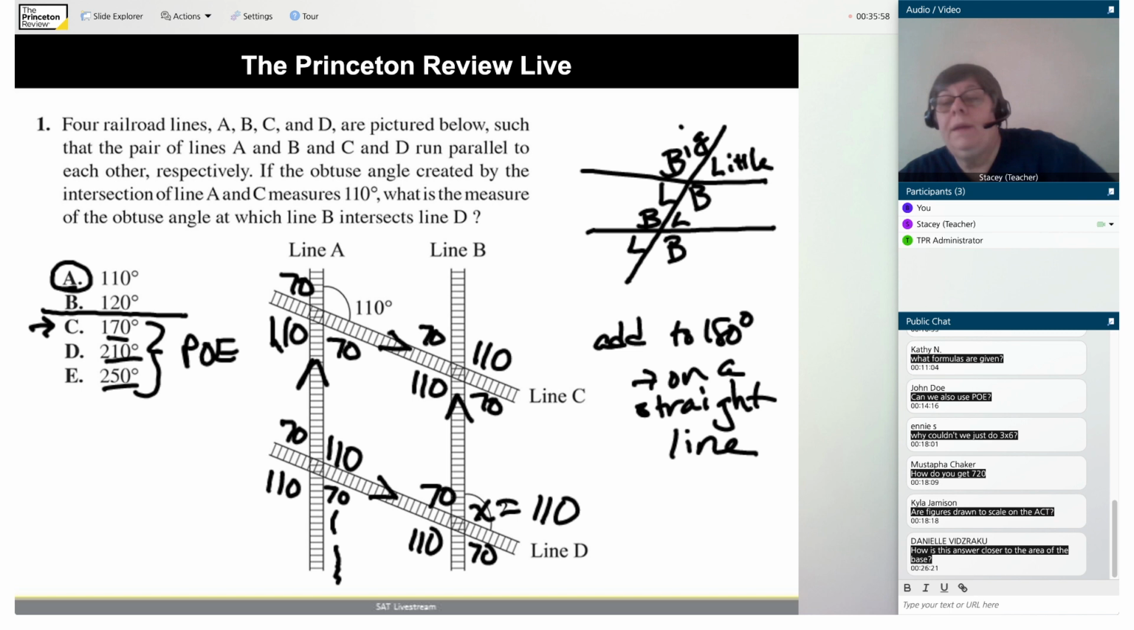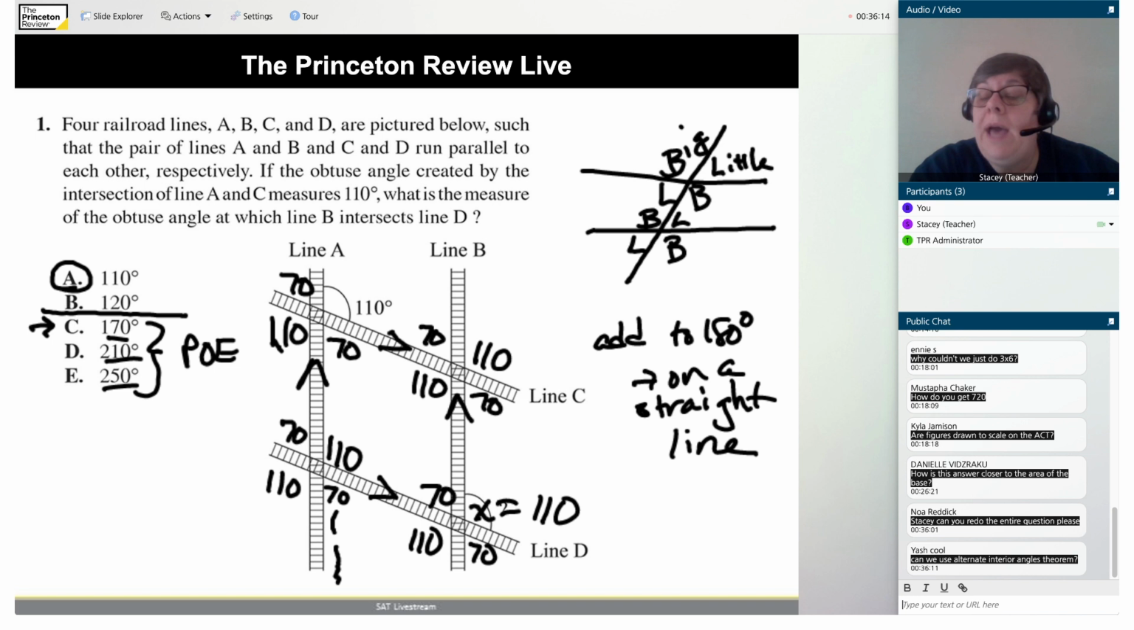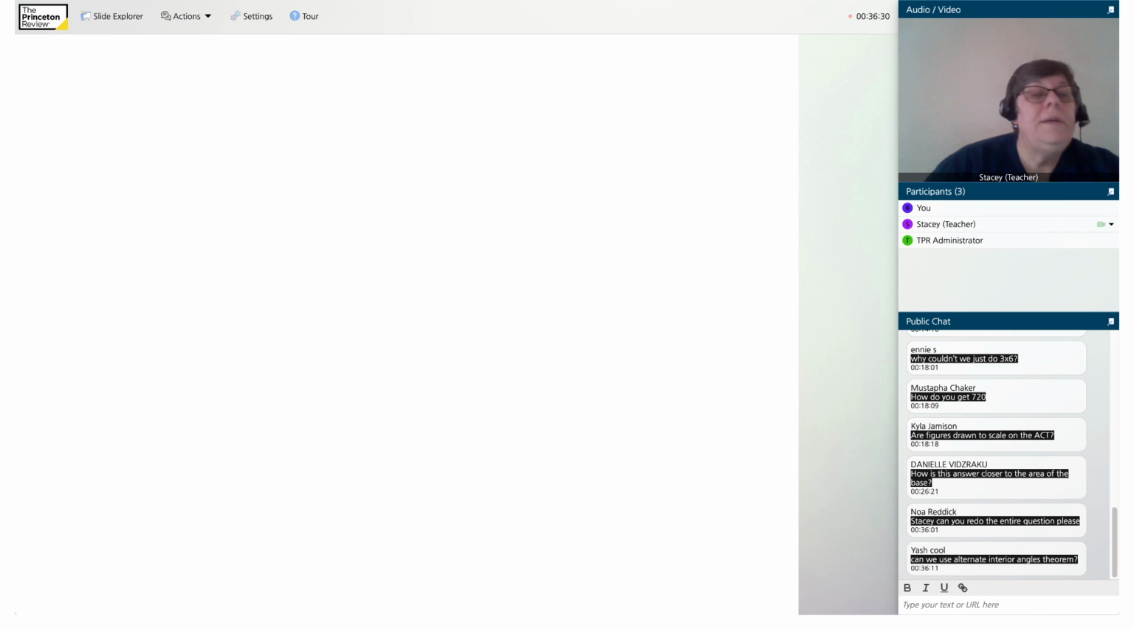Let's take a look. Noah? Sure, you want to see question number one again? Yash wants to use the alternate interior angle theorem? Yeah, let's go ahead. I'm going to put up a blank slide. Okay, let me put up a whiteboard here. So let me draw some lines for us.